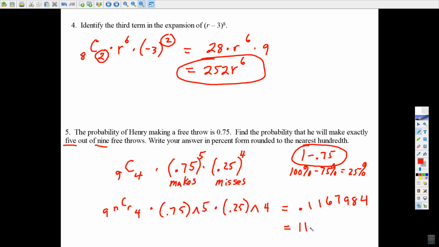So it should be 11 point, and it's 0.679, and since we're supposed to round to the nearest hundredth, that would be 11.68%. Okay, hundredth is the second decimal place. And that's your answer for number 5.